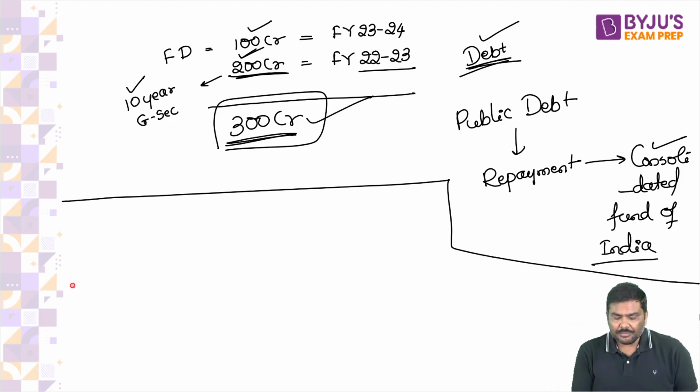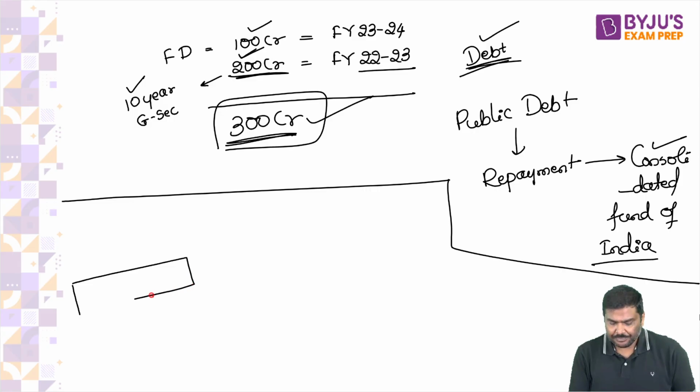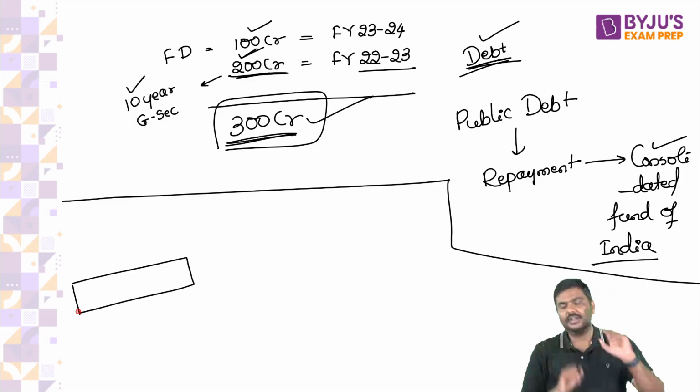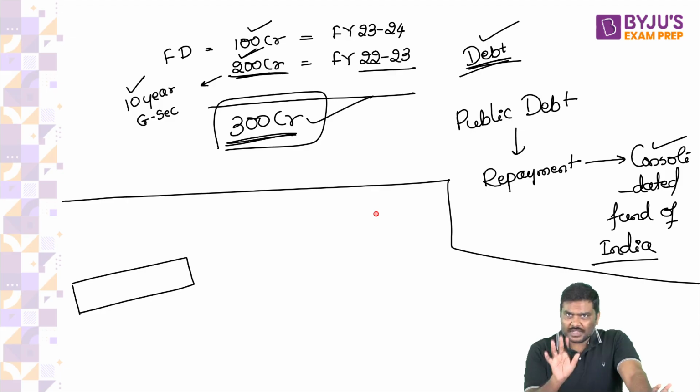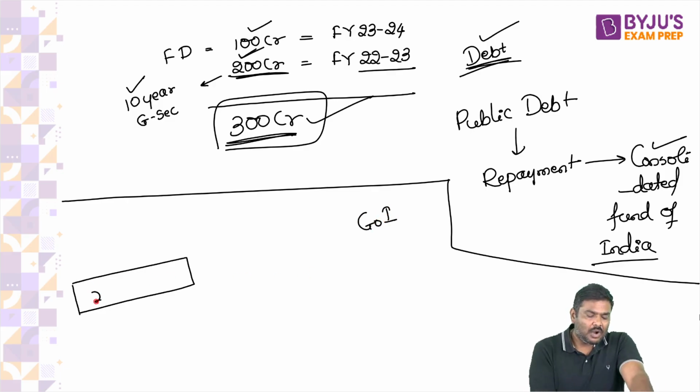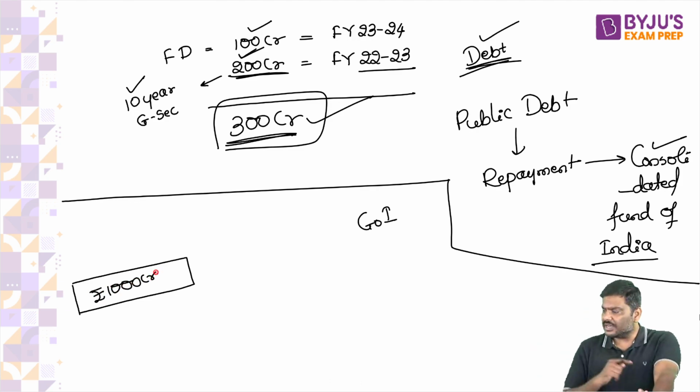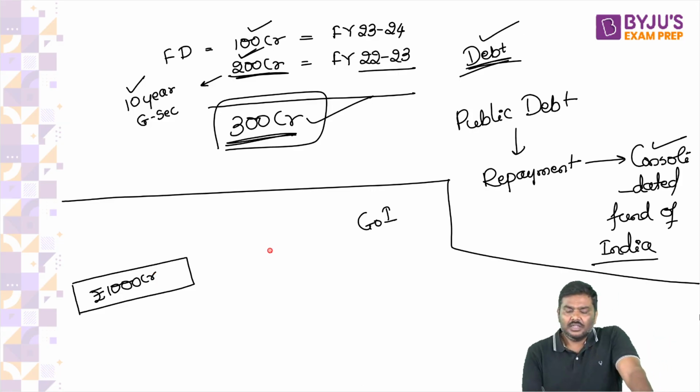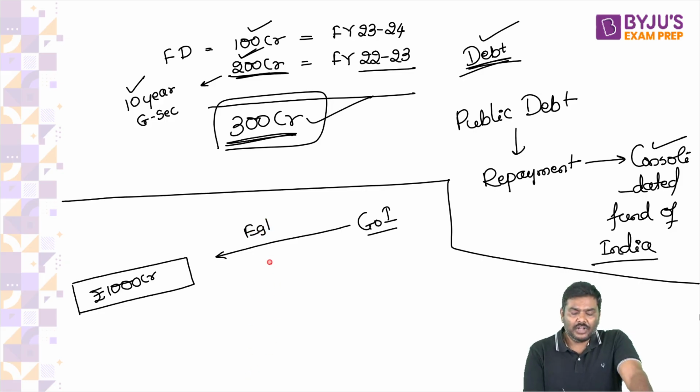Imagine a road has to be constructed. There are two ways for Government of India to construct a road. Example 1: the amount of expenditure is, let's say, 1000 crore rupees. In example 1, Government of India in the budget will allocate 1000 crore rupees.